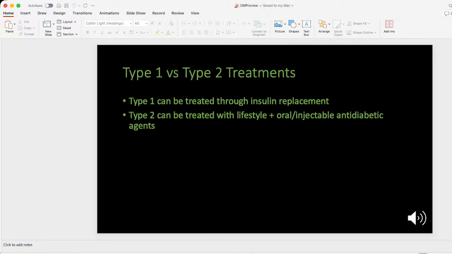So let's see about the treatment. Type 1 can be treated through insulin replacement, which is what we just talked about. Type 2 can be treated with lifestyle changes and oral and injectable anti-diabetic agents. And we're going to talk a little bit about these. I'm sure some of you have seen them in practice, like GLP-1 agonists, Ozempic, Mounjaro, and some other types like metformin, glipizide, glyburide, all those sulfonylureas as well. So we'll go over some of these medication mechanisms.